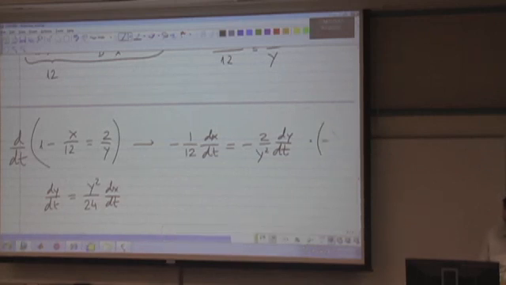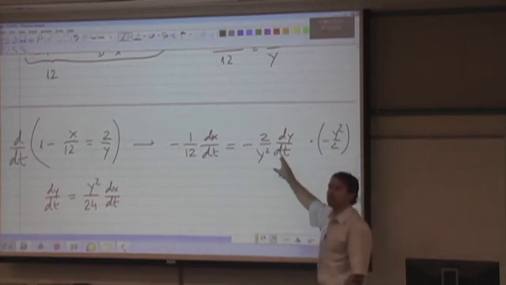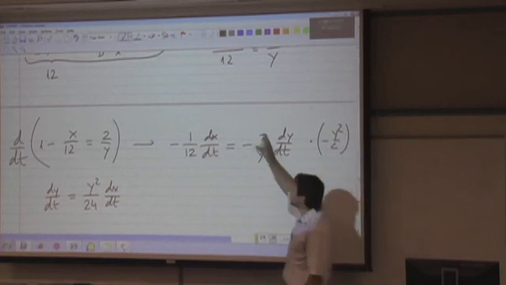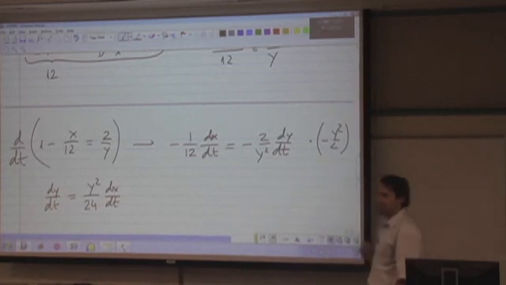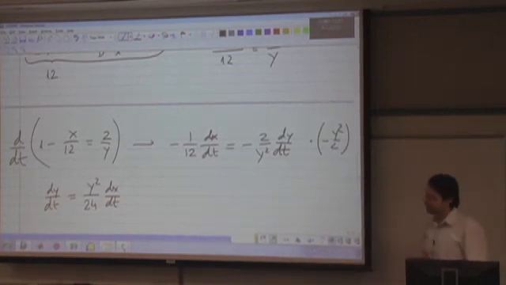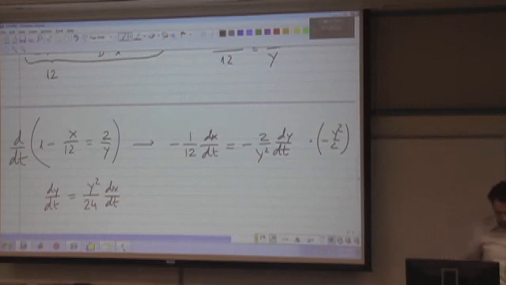Multiply by negative y squared over 2. You need to get dy over dt by itself. So you either divide by this whole quantity or multiply by its reciprocal. Yes? Okay. So now, what is y squared? Because dx over dt we know. So what is y? And the answer is we don't know.